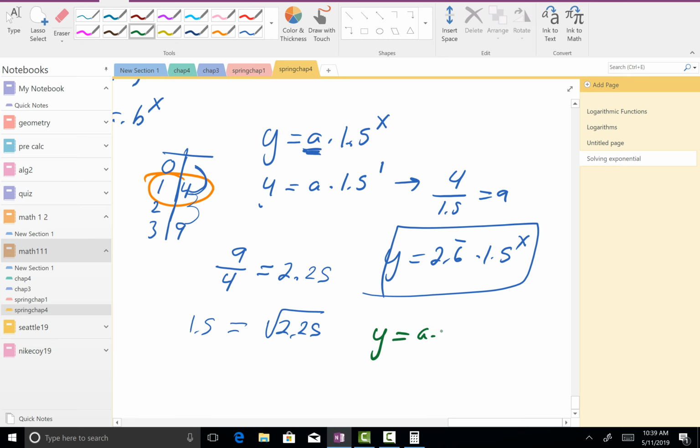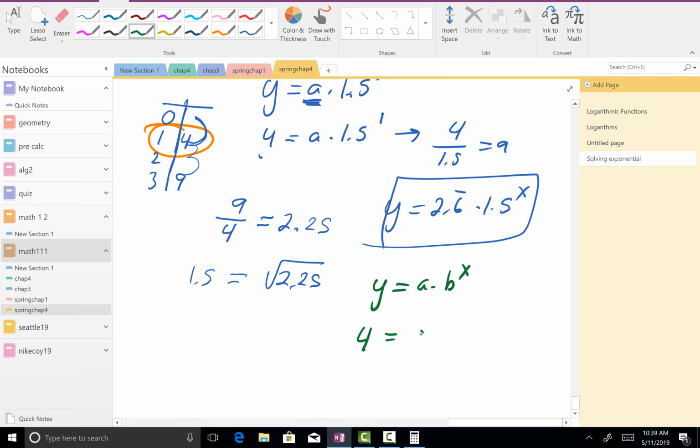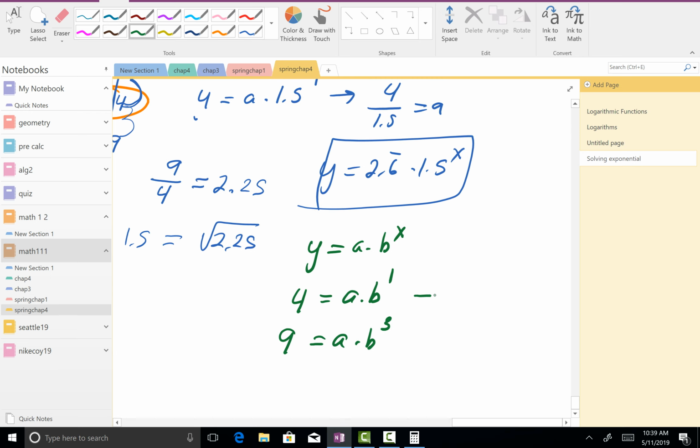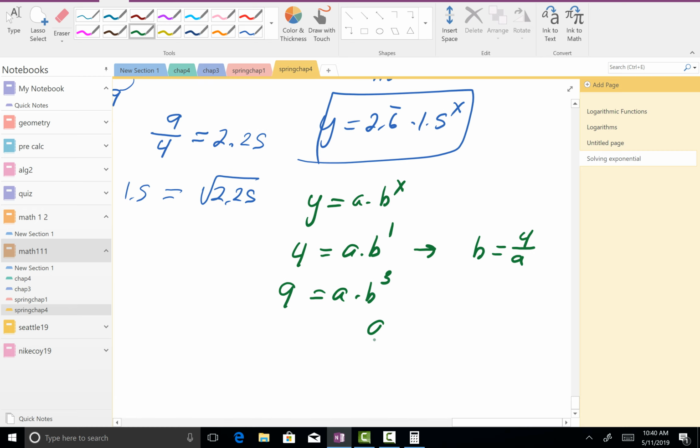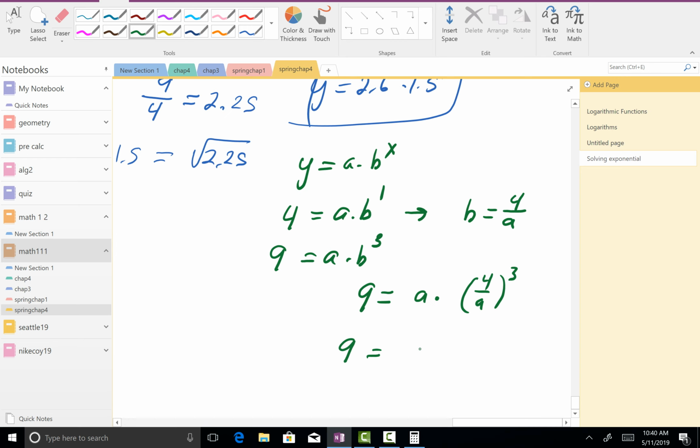Y equals a times b to the x. So you know that y is 4 when x is 1. So you'd have this, and you also know this. So with this one you could have said b is equal to 4 divided by a, and then put that into here. And you would have eventually got the right answer.